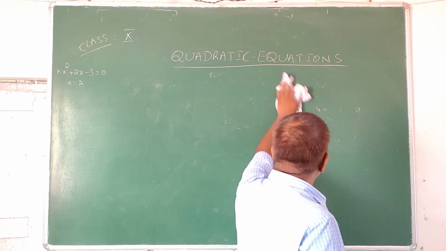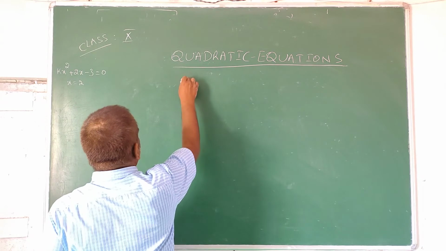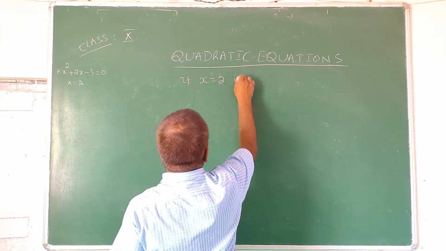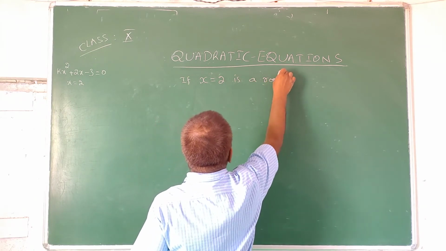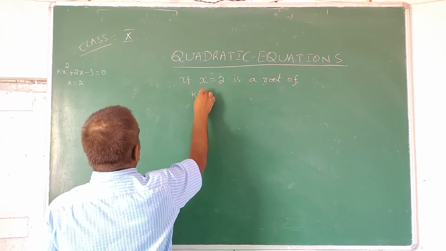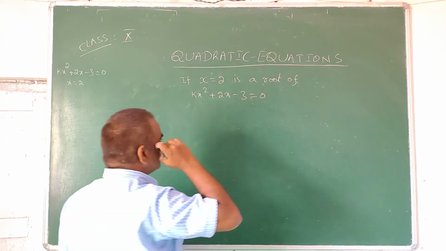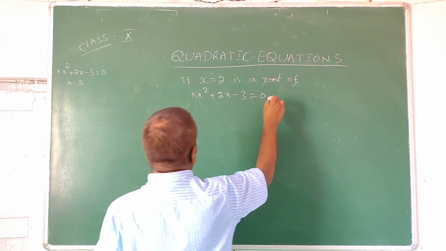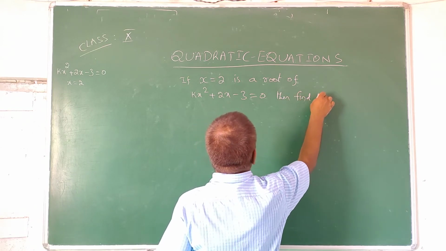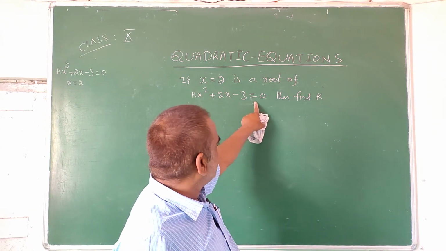Now let us take one more example. The question is, if x is equal to 2 is a root of kx square plus 2x minus 3 is equal to 0, then find the value of k. If x is equal to 2 is a root of this quadratic equation, then find k.